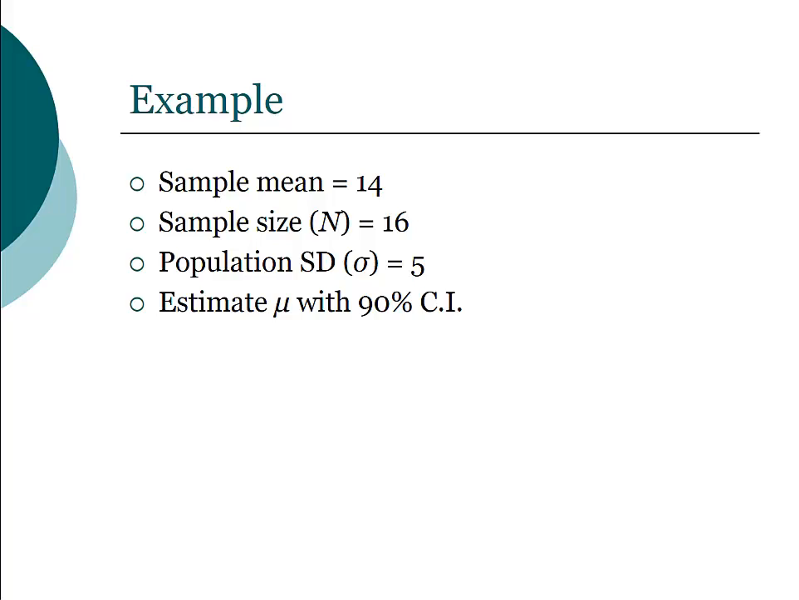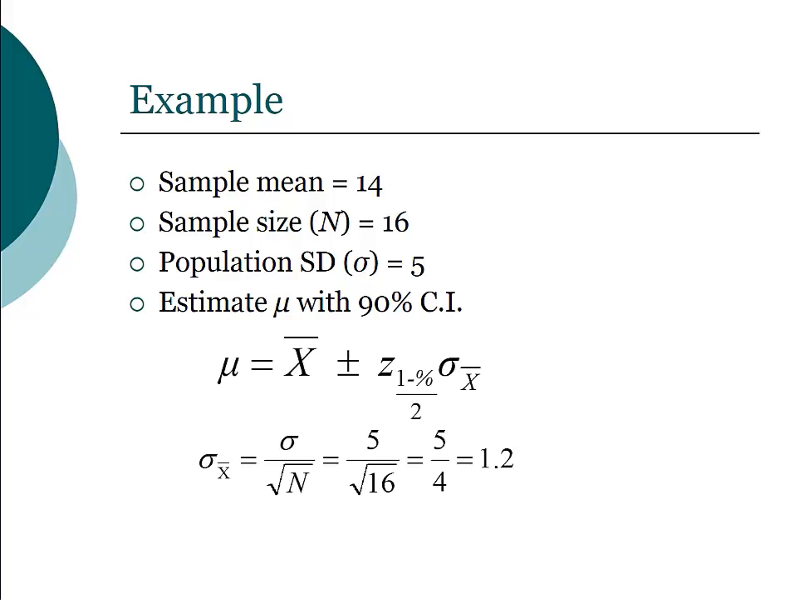Okay, so let's try one. So let's say the sample mean is 14, our sample size is 16, the standard deviation is 5. We're going to have to assume that the distribution was normal to begin with, and we're also going to calculate our standard error. So we take our 5 and put that right there, and take our sample size of 16 right there. Square root of 16 is 4. 5 divided by 4 is 1.25, so this 1.25 is going to go right there.